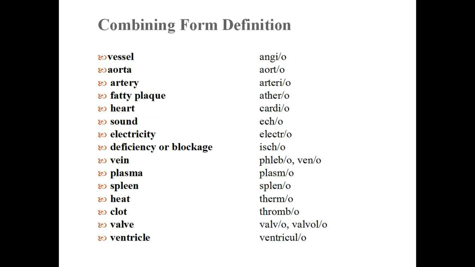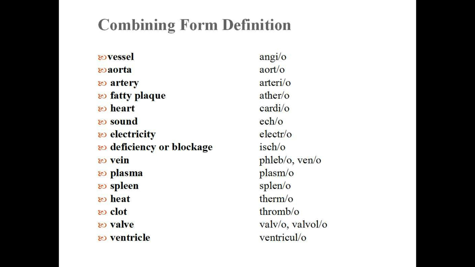For vessel, we have angio. Aorta, we have aorto. Artery, we have arterio. For a fatty plaque, we have the word athero. For heart, we have cardio. For sound, we have echo. For electricity, we have electro. For a deficiency or a blockage, we have isco. So the word ischemia refers to a deficiency of blood in the blood vessels.